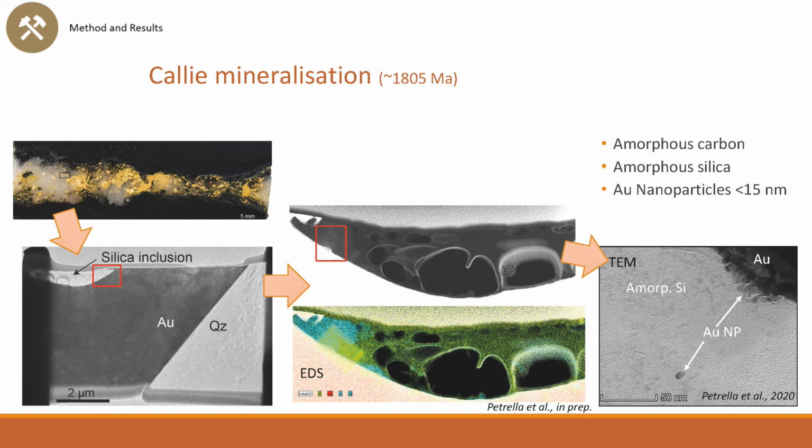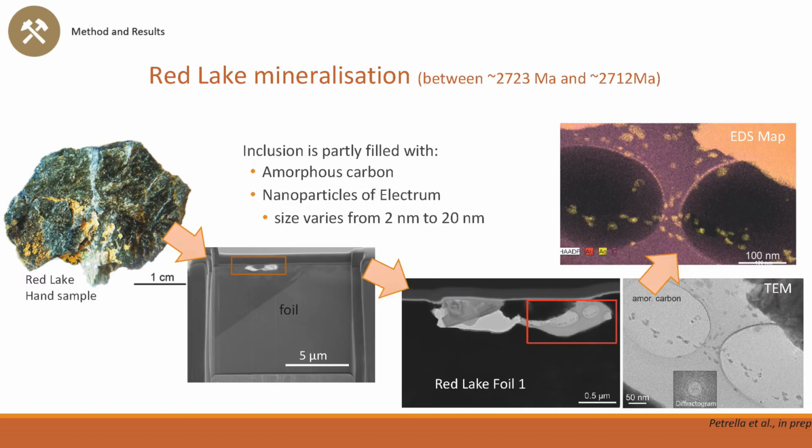And we also have amorphous silica, which is evidence for the contribution of colloidal silica. Amorphous silica is made from a silica gel. Silica gel is an aggregation of colloidal silica. So we were quite happy with this. And we applied the same method to all our samples. This is very briefly an example from the Red Lake deposit. We also extracted a foil with an inclusion. The inclusion is filled with amorphous carbon. And inside the amorphous carbon, we found lots of nanoparticles of electrum in this case.